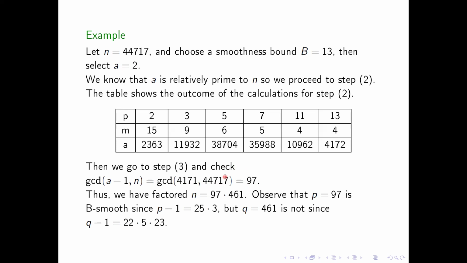97 is smooth since p minus 1 is 2 to the 5th times 3, which is really nice. But q is not, since q minus 1 is equal to 2 squared times 5 times 23.